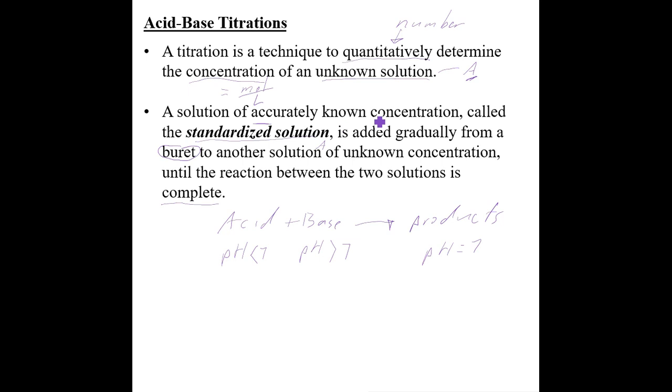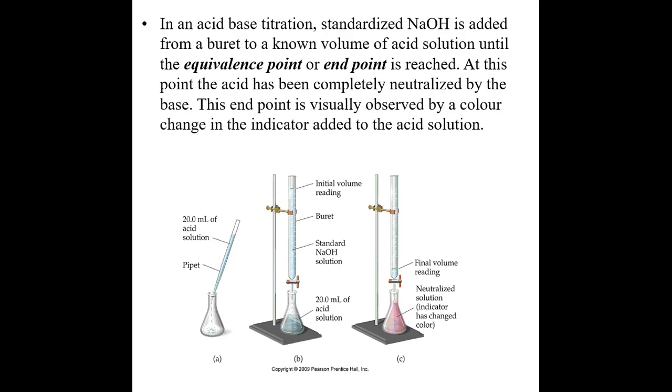So our accurately known solution, the standardized solution, is going to be a base, so we'll just call that our solution B. Acid solution, base solution is the reaction that's going to be taking place. The picture down below is what it looks like. In an acid and base titration, our standardized solution, so this is our base here, the sodium hydroxide, is going to be put into a burette. And this is a burette that we're taking a look at here.